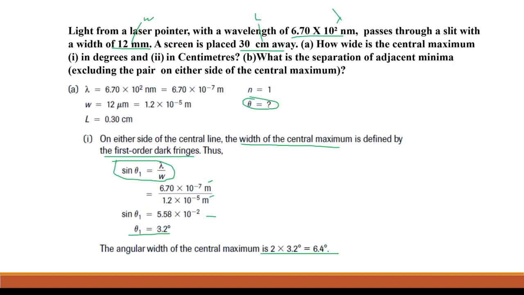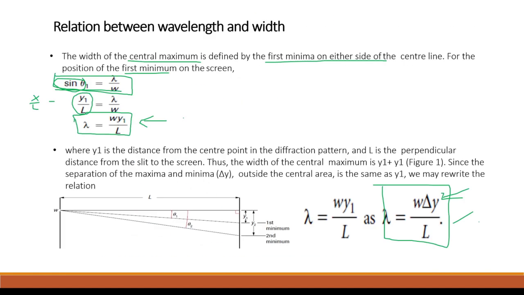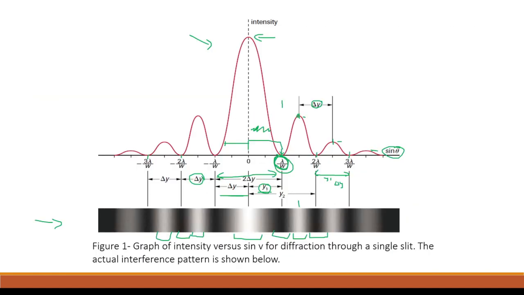So we take that theta corresponding to that first order dark fringe, and we put it into this right here. We give our given length, and we come up with a distance of 1.67 times 10 to the negative 2 meters. We can convert it if we really want to, but the important part is that the width of the central maximum is 2 of this y. So we multiply whatever it is by 2, because, like we said, the central maximum is of size 2 y1.